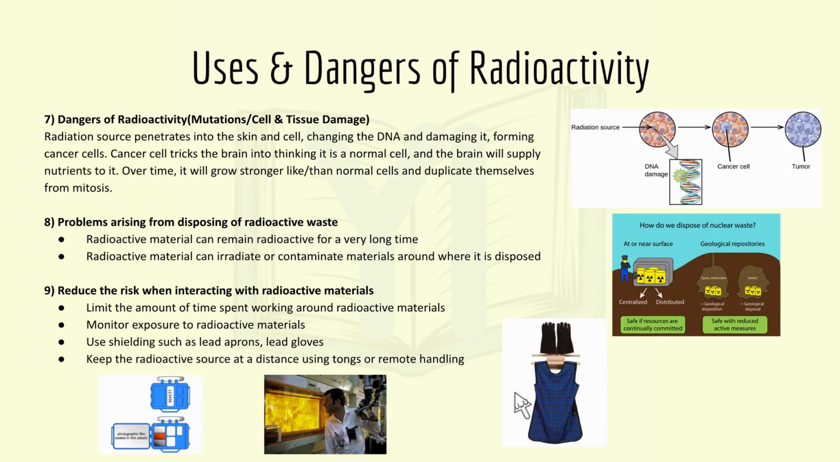So move on to numbers 7, 8, 9. Number 7, we have dangers of radioactivity, which include mutations and cell and tissue damage. Number 8, we have the problems arising from disposing of radioactive waste. And number 9, we have reducing the risk when interacting with radioactive waste. And here are some photos for each. We have this for number 9, and this shows how we dispose of nuclear waste and the dangers of radioactivity. And we'll move on in a few seconds.